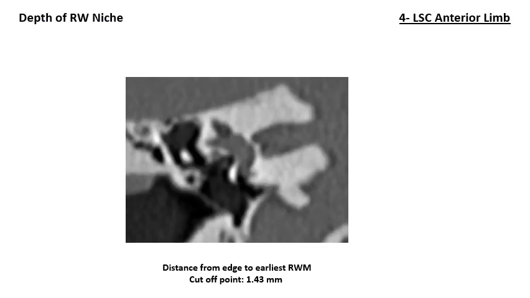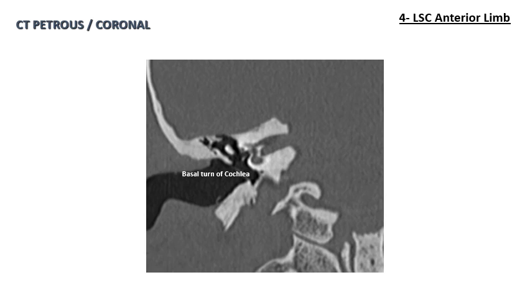One of the parameters to predict the depth of the round window niche is to measure the distance between the round window membrane and the end of the bony overhang. If it is more than 1.43 millimeter, this will denote that it will need more drilling to expose the round window niche. If we go anteriorly, in the next sections, we can identify the basal turn of the cochlea.